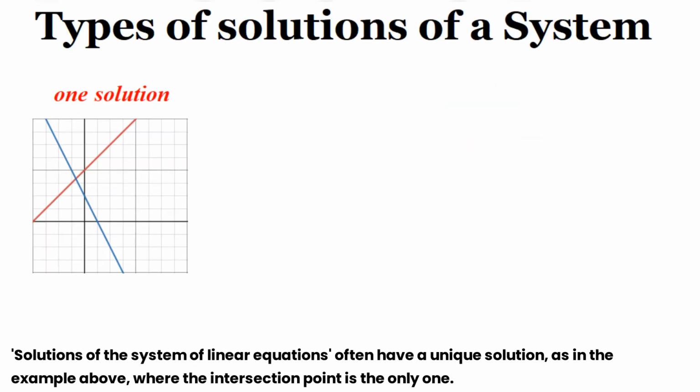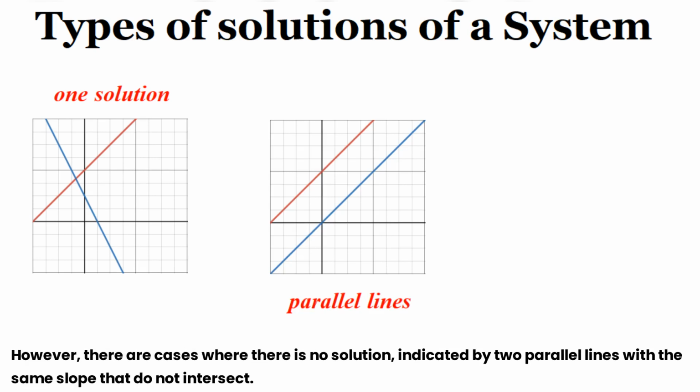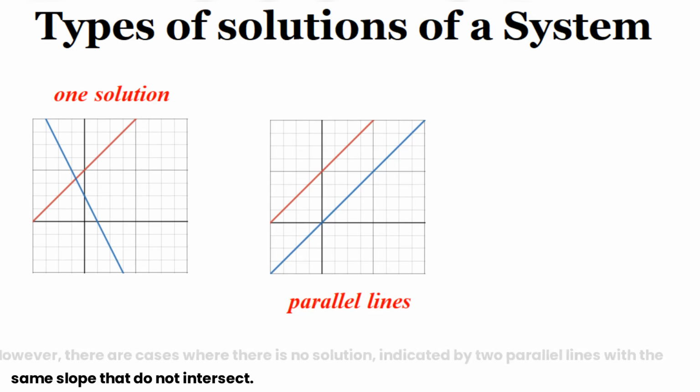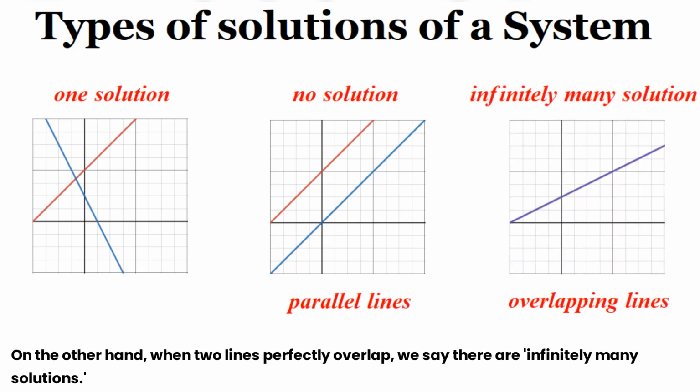Solutions of the system of linear equations often have a unique solution, as in the example above, where the intersection point is the only one. However, there are cases where there is no solution, indicated by two parallel lines with the same slope that do not intersect. In such cases, we say there is no solution. On the other hand, when two lines perfectly overlap, we say there are infinitely many solutions.